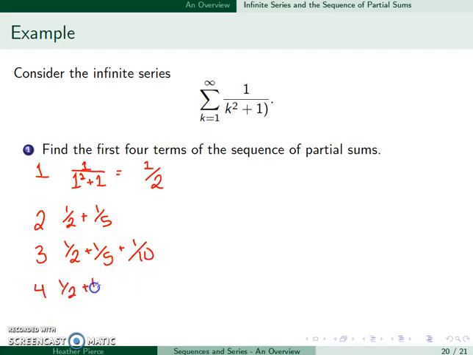The fourth one, 1/2 plus 1/5 plus 1/10, and when I stick in 4, I get 1 over 16 plus 1, which is 17. Adding these up, this gives me 7 over 10. This is 8 over 10. And then this last one is 73 over 85.